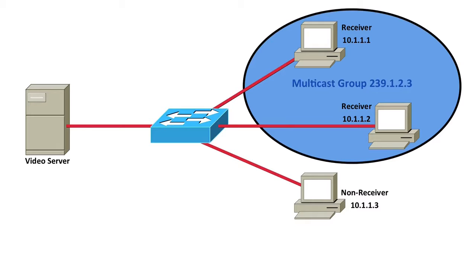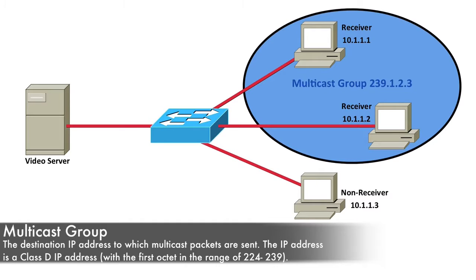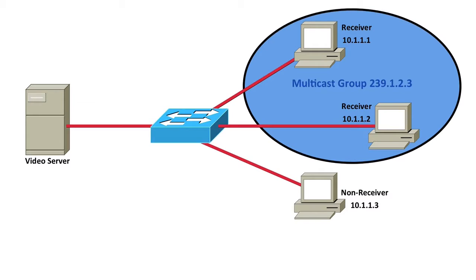What we could do is have the two receivers, the two devices that do want to receive the traffic, join a multicast group. And a multicast group is going to have a Class D IP address. Do you remember the range in the first octet of Class D IP addresses? It was 224 through 239. And generally, within an organization, we use 239 in that first octet for use inside of our organization. And here we have a multicast group of 239.1.2.3. And both of these PCs, 10.1.1.1, 10.1.1.2, have both joined this multicast group.